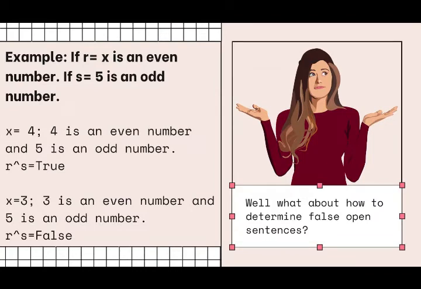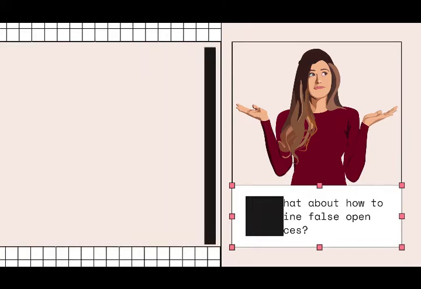Now what if X is equal to 3? 3 is an odd number and 5 is an odd number, right? So if we say in this statement that 3 is an even number and 5 is an odd number, then that just makes the statement false.